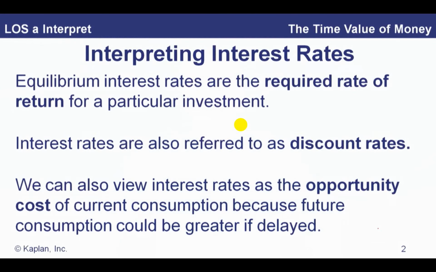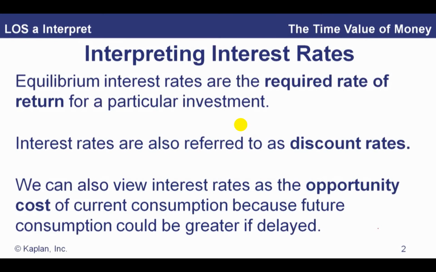Well, let's take a look here at quantitative methods basic concepts, our first reading in that study session, the time value of money. So the first LOS here, we need to interpret interest rates. And when we talk about an equilibrium interest rate, we can talk about it as the required rate of return. And given the risk of the investment, there's a particular rate of return adjusted for that risk that investors require to hold that asset, security, investment, whatever.